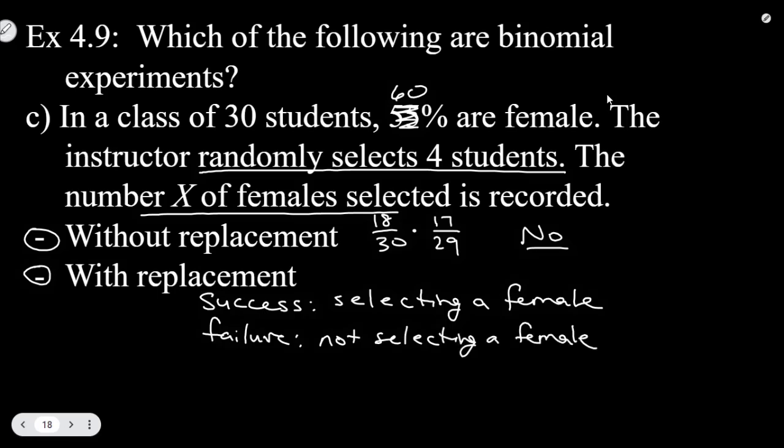So yes, you have your two different outcomes, success or failure. And yes, this one is with replacement. This one would be a binomial experiment. So in this case, the independence was the key thing, because when it was without replacement, it was not a binomial experiment. But when you did replace, then it is a binomial experiment.